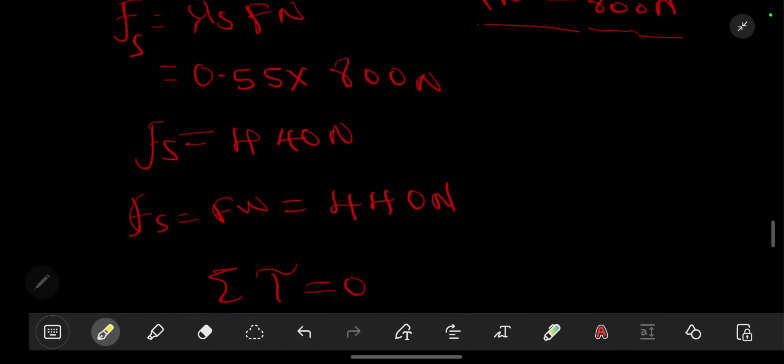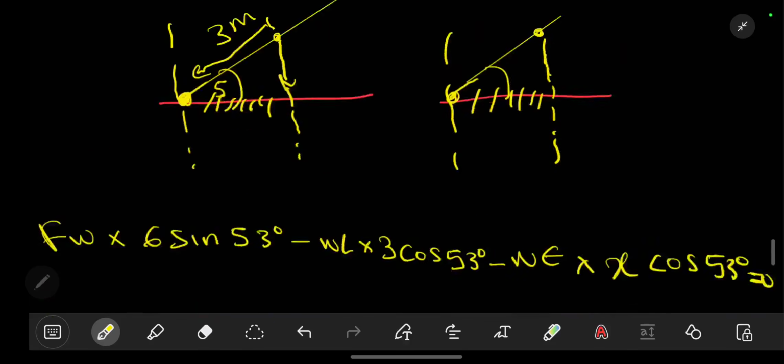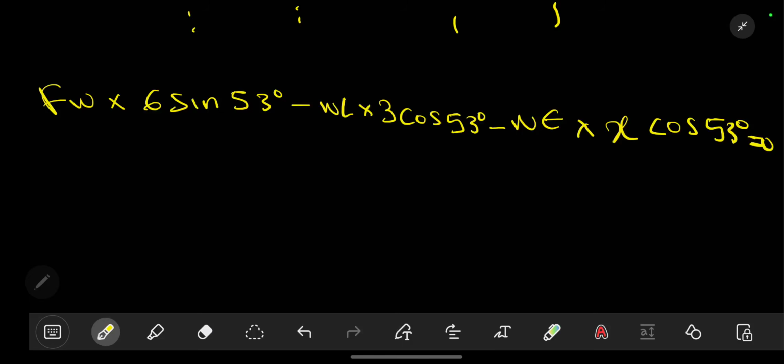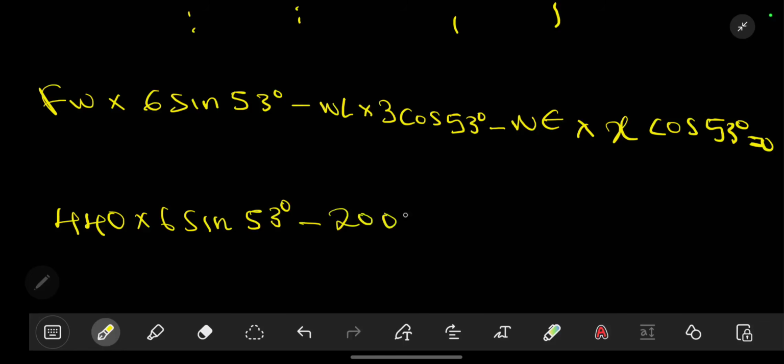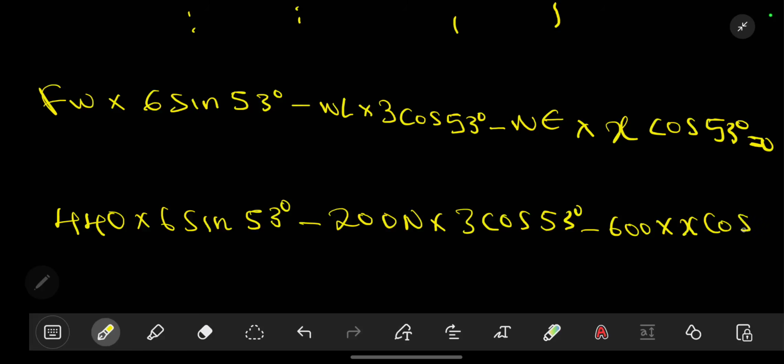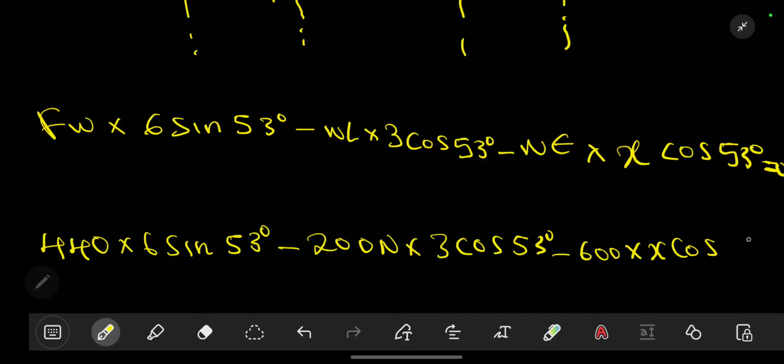So FW, do we have FW? So we have FW is 440. So we are going to write our 440 times the 6 sine of 53 degrees minus the weight of the ladder is 200 newtons. Then we have times the 3 cos of our 53 degrees. Then we have minus the weight of the electrician is 600 newtons times the x cos of 53 should be equal to 0 there. So there is an equal 0 there.